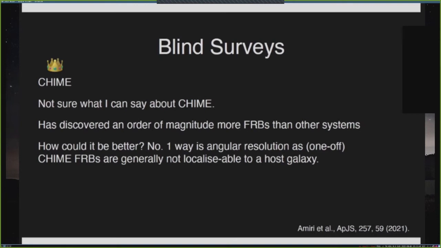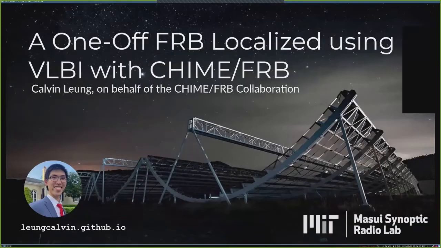Before I start my talk, I want to start with this slide that Evan showed yesterday. I think it sets the stage for my talk really, really well. In this slide, Evan points out the status of CHIME as sort of the Achilles in the FRB survey world, but also points out our Achilles heel, which is that one-off CHIME FRBs are generally not localizable to their host galaxies. The title of my talk today is a one-off FRB localized to its host galaxy using VLBI with CHIME FRB.